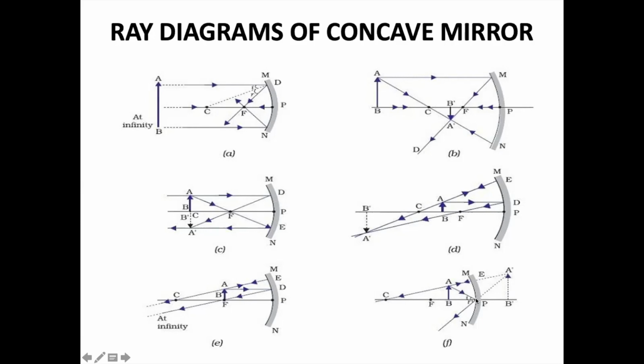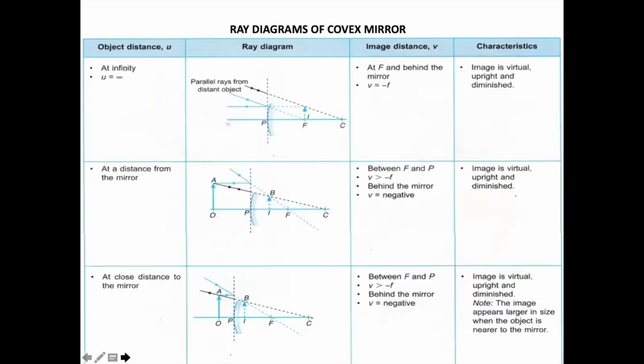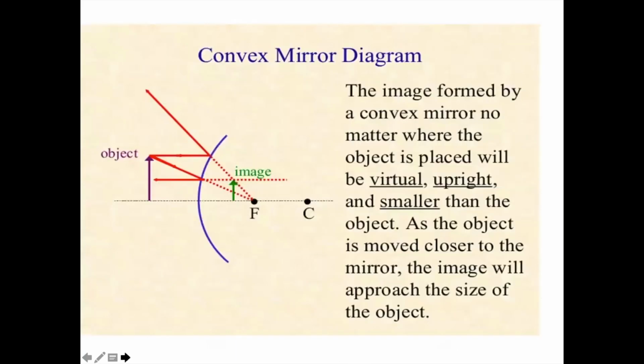Here the object distance is PB, it is negative. But the image distance is PB dash, it is in the direction of the incident ray. The incident ray is moving on this side from left to right. And therefore here the image distance will be positive. So that is what is written over here.